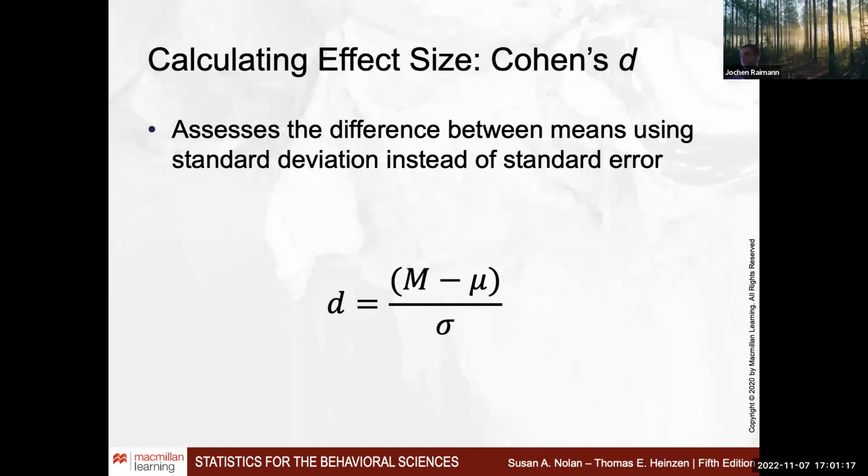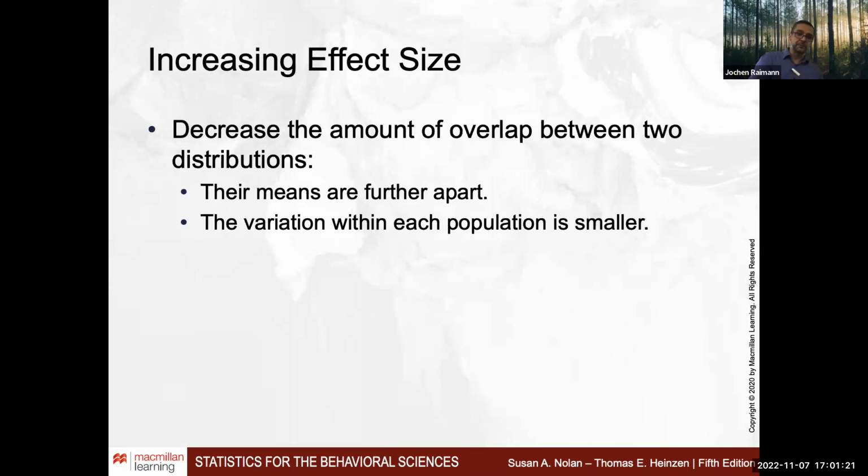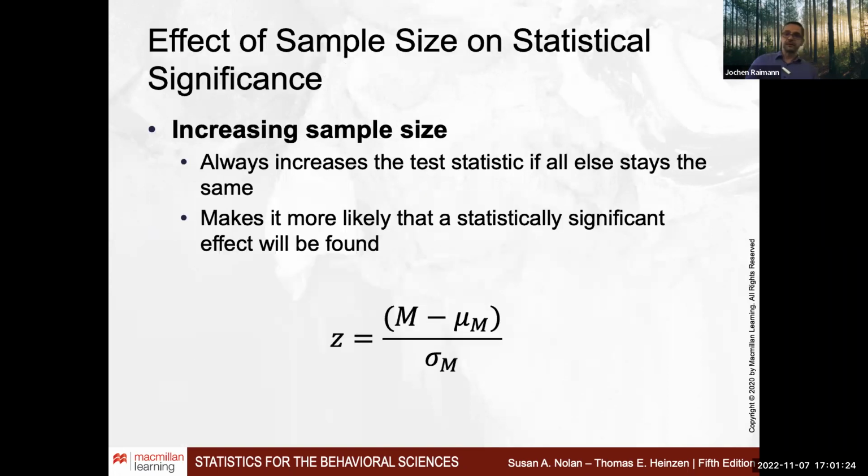Yes? No. Z-score is the standard error of the mean. No, that's the standard error of the mean. Sigma m is the standard error of the mean. This is the standard deviation of the population divided by the square root of n. And this is how it becomes dependent on sample size.